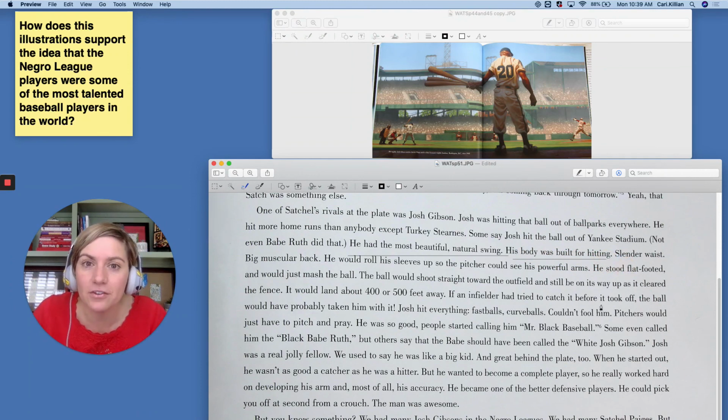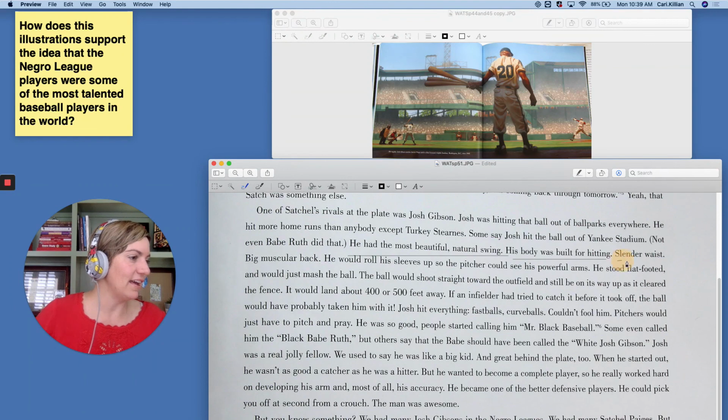Look at how Nelson drew his body. Similar to the other illustrations, you can see his muscles. You can see that he's built for hitting. He has a slender waist, and it shows that he's getting ready, as I said before, to mash the ball. You see how the illustration supports the main idea? If so, give a thumbs up.